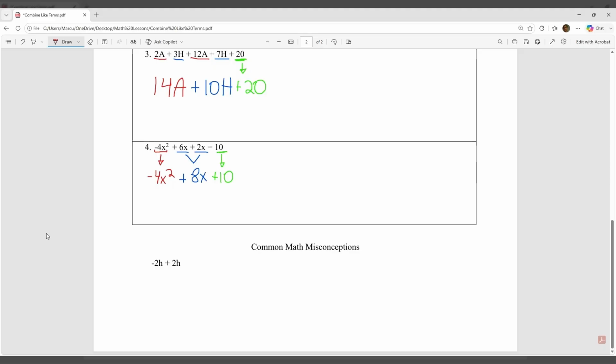A common math misconception I have noticed is whenever you have something like negative 2h plus 2h, I see many students put h as a solution because they think, oh, the 2 and the negative 2 cancel, so you have to bring the h down, but that's wrong. Don't do that. Whenever you have the same number but different signs like this, they cancel each other. So for that reason, your solution is just 0.